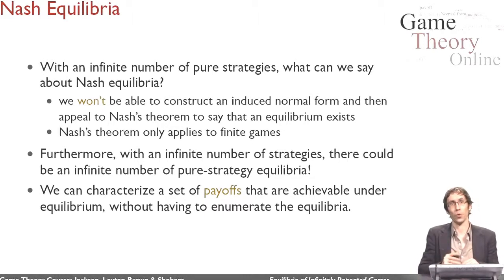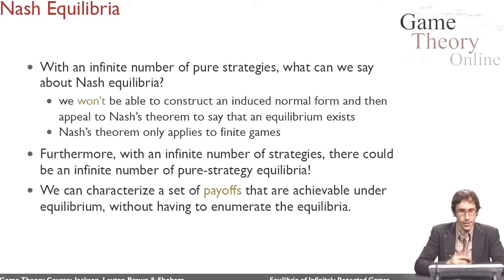And Nash's theorem only works for finite games, which means games whose matrices are finite and contain a finite number of numbers. And that means we don't have any reason, based on what we know so far, even to be sure that equilibria do exist in these games.